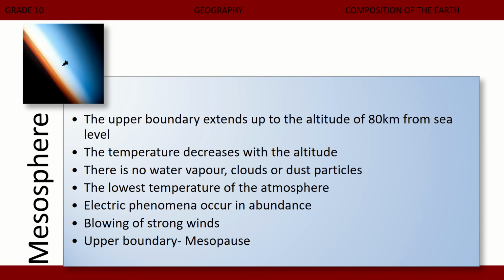Mesosphere. The upper boundary extends up to the altitude of 80 kilometers from the sea level. The temperature decreases with the altitude. There is no water vapor, clouds or dust particles in this layer. The lowest temperature of the atmosphere is recorded here. Electric phenomena occur in abundance in this layer. The upper boundary of the mesosphere is called mesopause.